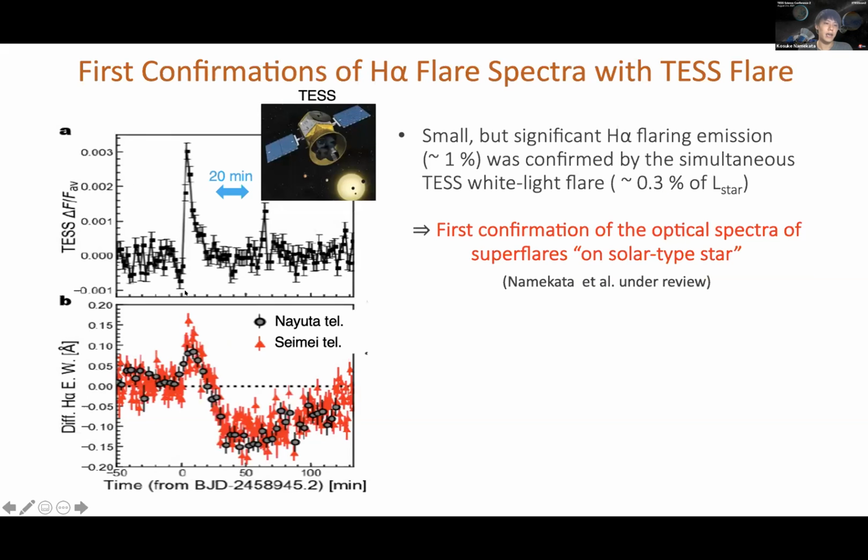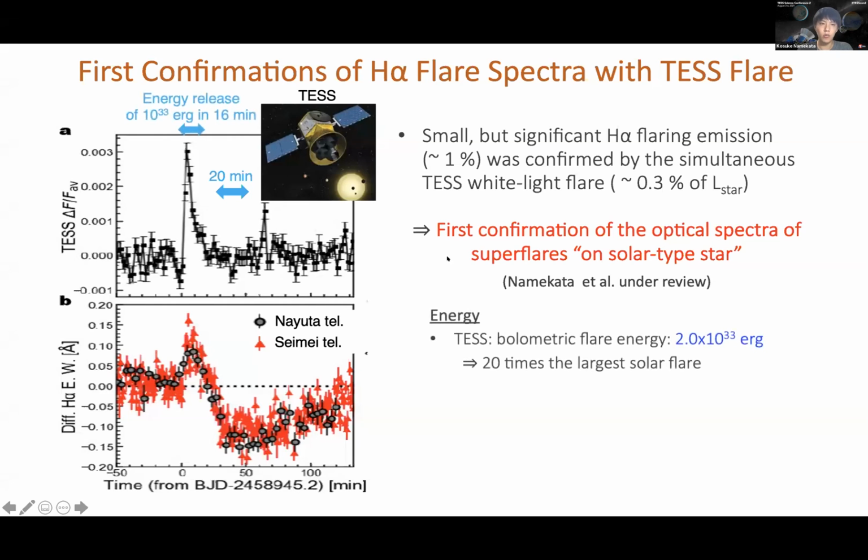So this is a light curve. Here I'm plotting the light curve of the detected stellar flare in TESS and the H-alpha equivalent width. As you can see, a small but significant H-alpha flaring emission was confirmed with the simultaneous TESS white light flare. The amplitude was very small, but thanks to TESS photometry and a large-mirror ground-based telescope, we detected this small-amplitude flare. This was the first confirmation of the optical spectra of a superflare on a solar-type star. We calculated the bolometric energy of the flare from this TESS light curve, and the flare energy was about 20 times the largest solar flare, which is classified as a superflare.